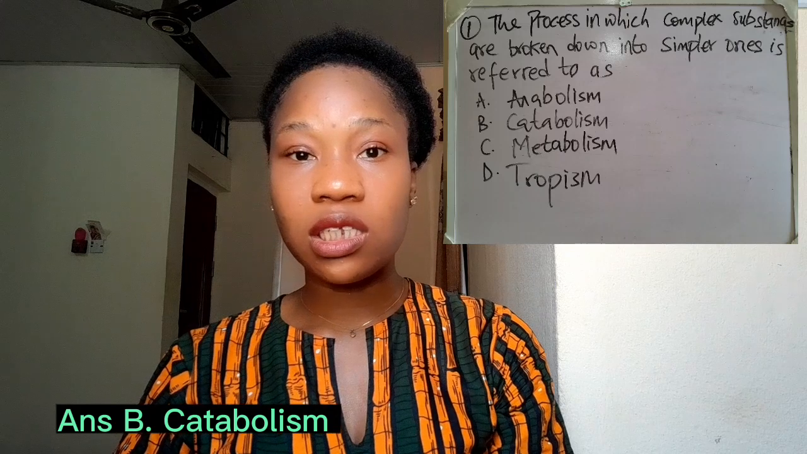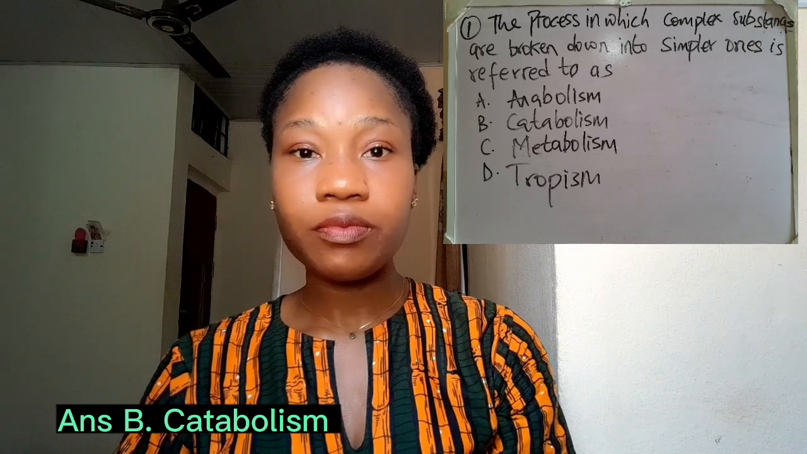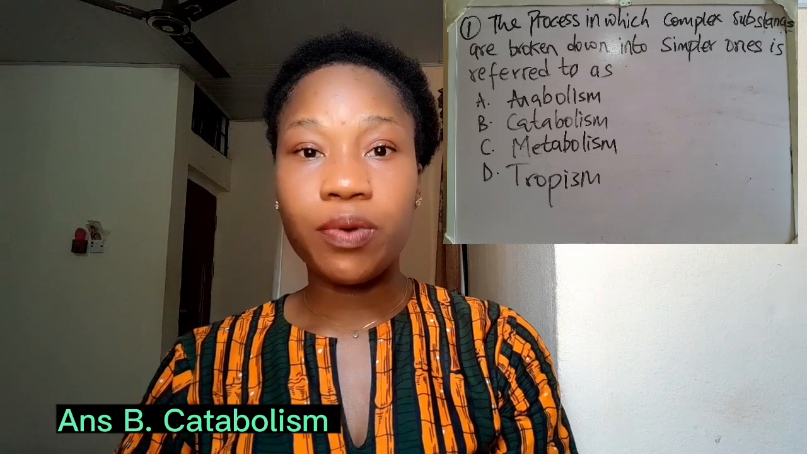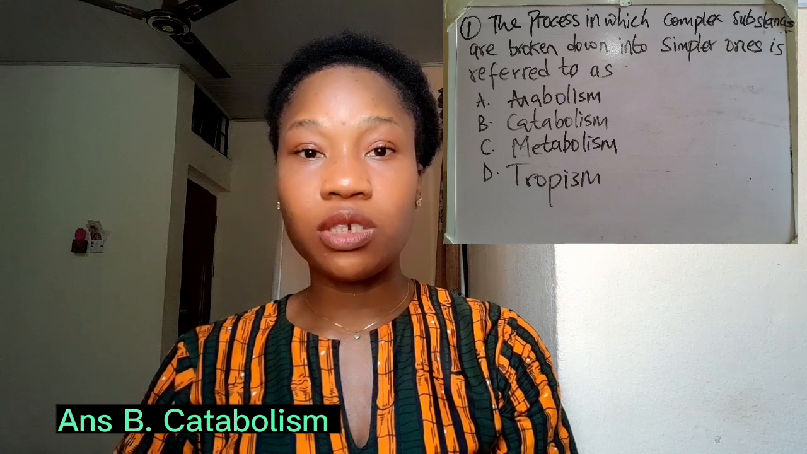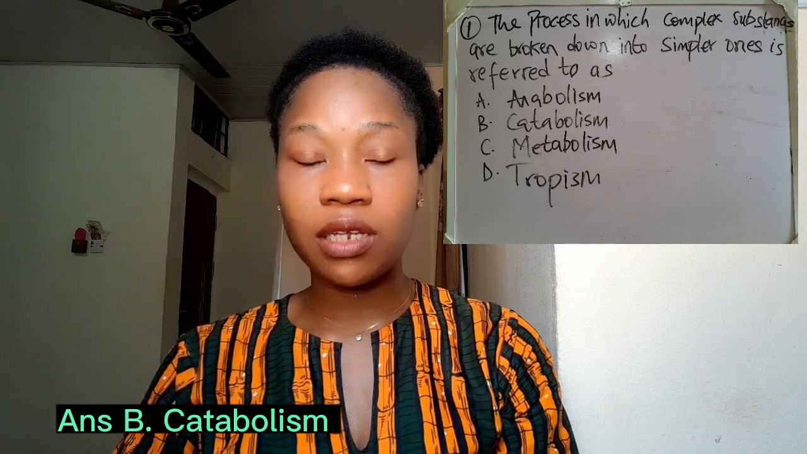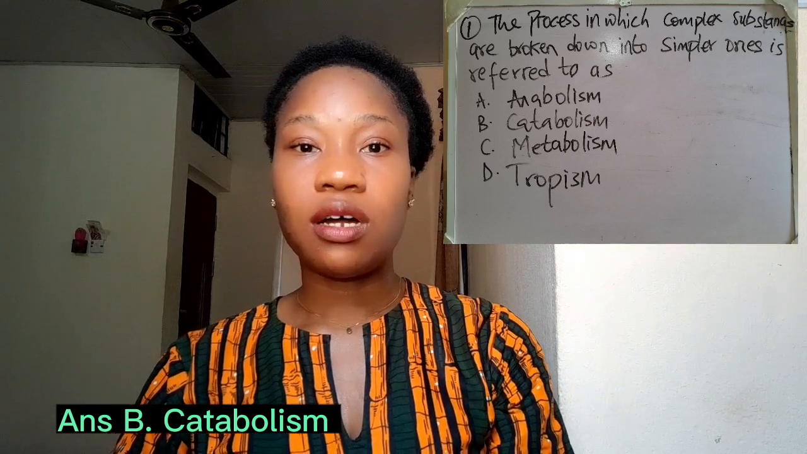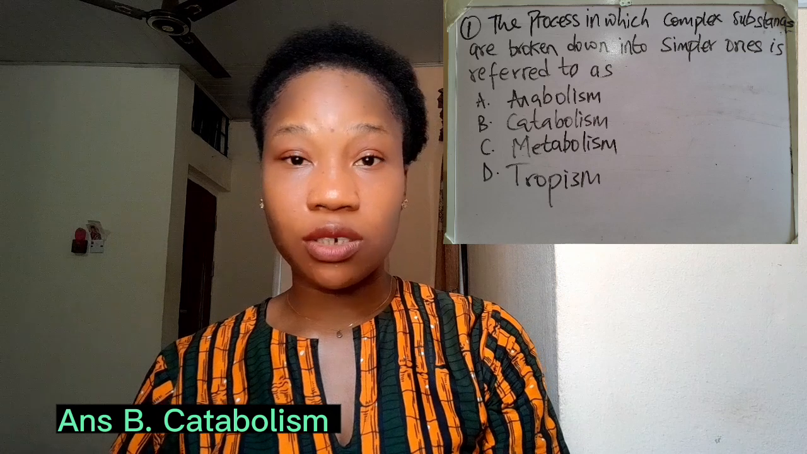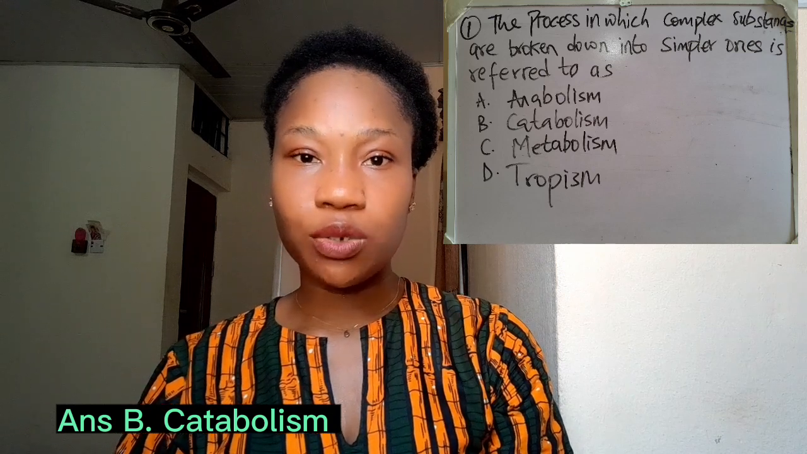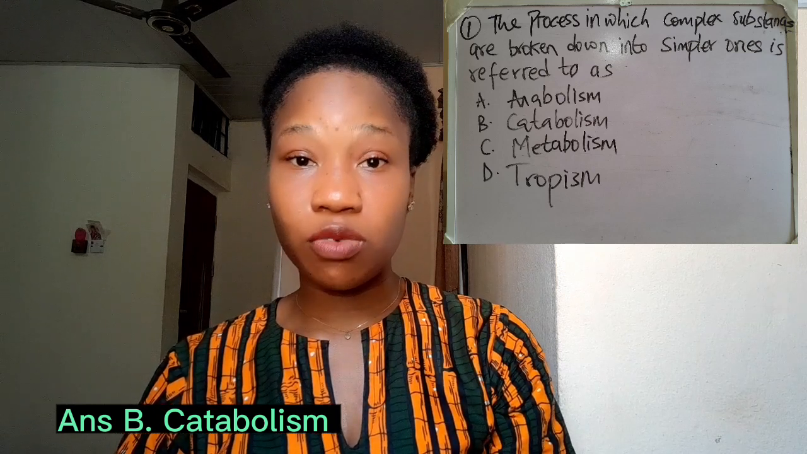Catabolism occurs in living organisms just like respiration, whereby we break down glucose using oxygen that the organism, either a plant or animal, has taken in. Do you understand? Then we have metabolism, which I just explained. Then tropism has to do with response to stimuli.